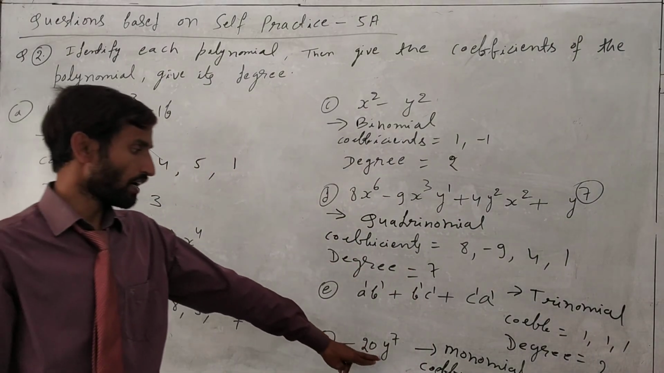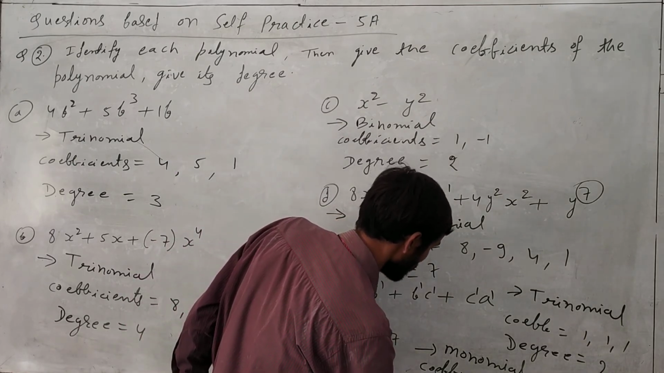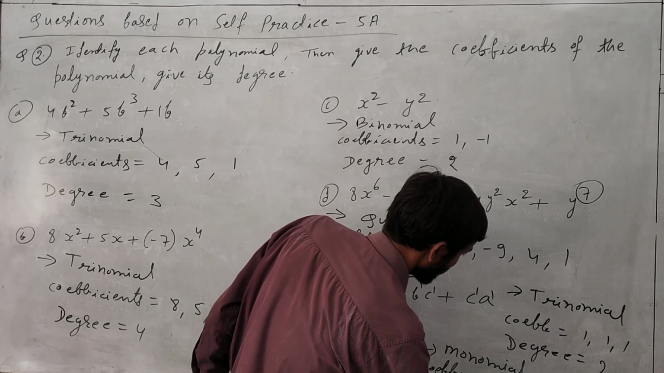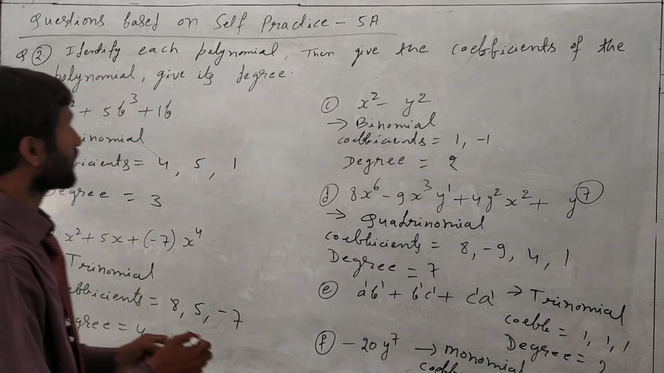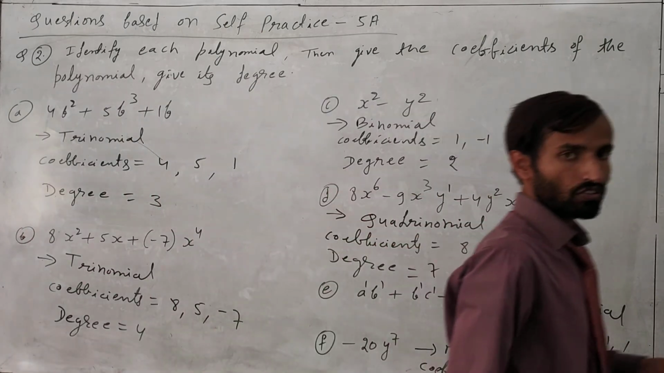Then we have to find the degree of the polynomial. The power of y is 7, so the degree is equal to 7. So the final answer is degree equal to 7. Like that you can do question number 2 of self practice 5A. This type of question is given in the respective exercise. Okay, that's all.